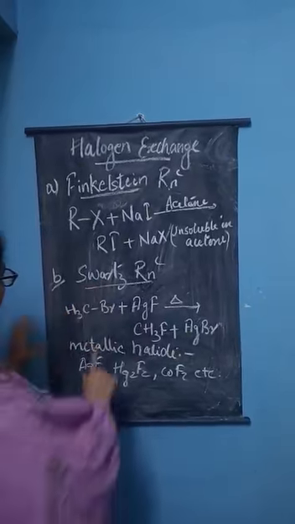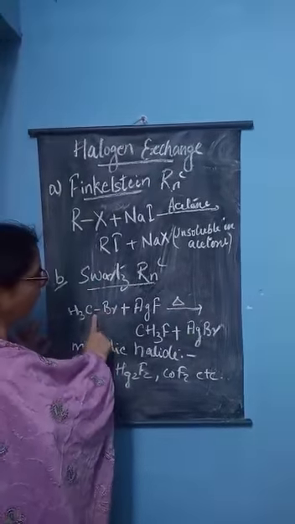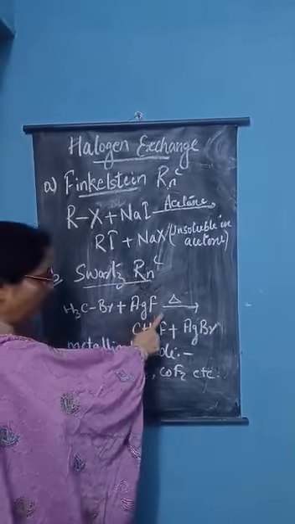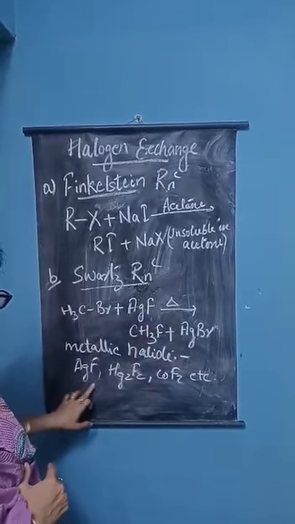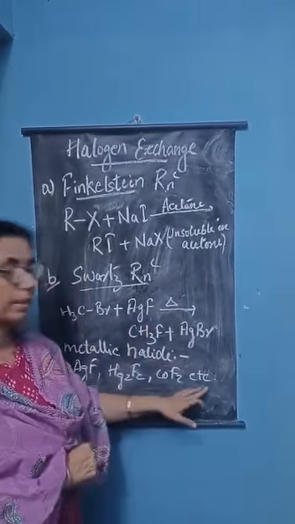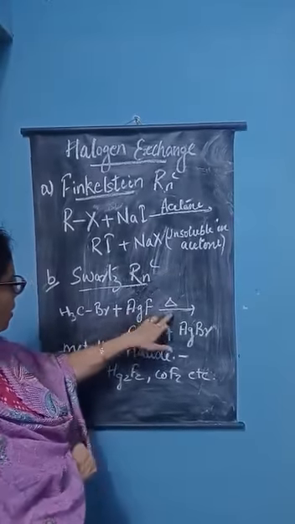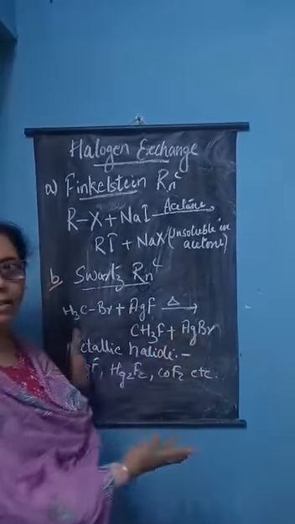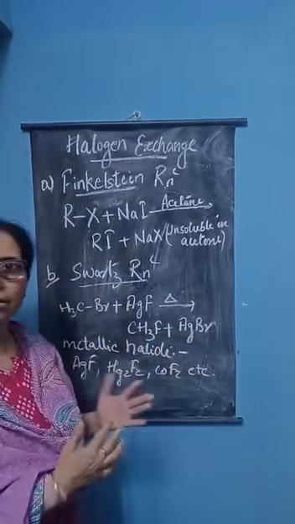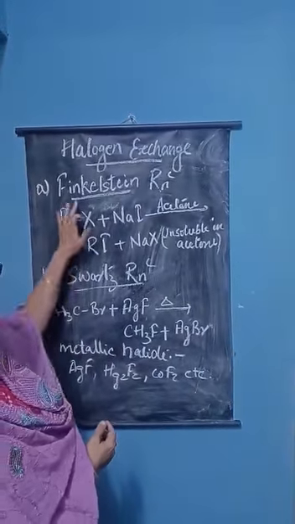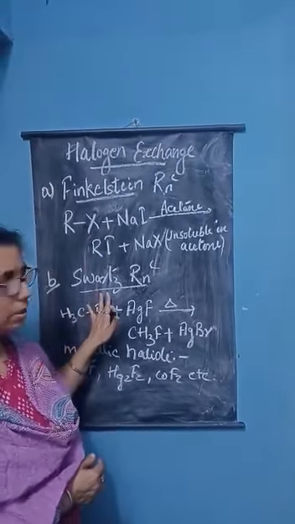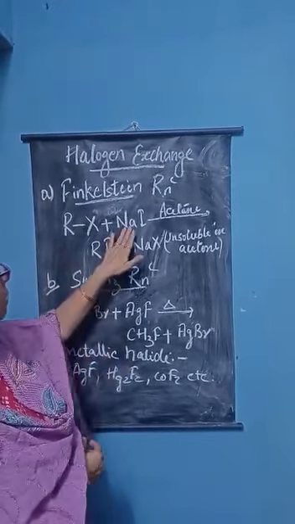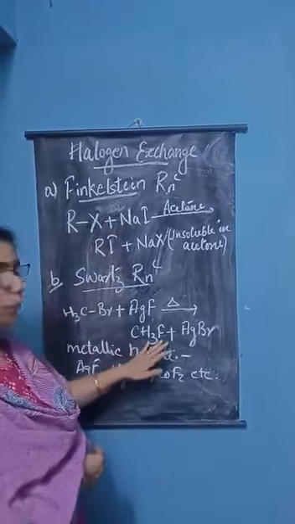In this reaction, alkyl bromide or alkyl chloride reacts with metallic fluorides. Keep it in mind, metallic fluoride. This metallic fluoride can be silver fluoride, mercury fluoride, cobalt fluoride or any other. When it is heated, you will get alkyl fluorides, and silver bromide or mercury bromide can be removed. In this way, the 2 named reactions, which are again very important, help in the preparation of alkyl iodides and alkyl fluorides.